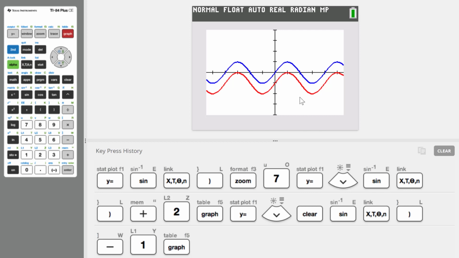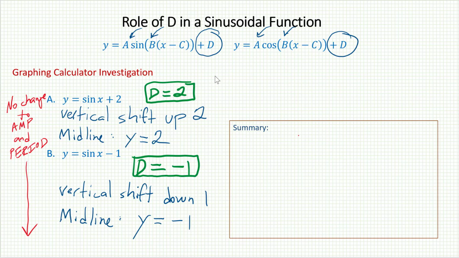The period and amplitude are once again unchanged. The midline, though, has changed. Let's see, for the red graph, the middle spot is now right here at negative 1. So the midline would be the horizontal line y equals negative 1. Even just doing 2 examples, the pattern is pretty obvious here. I think we're ready to summarize the role of d.